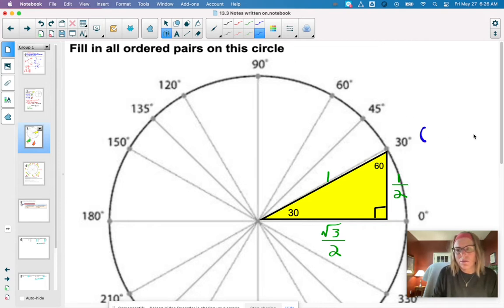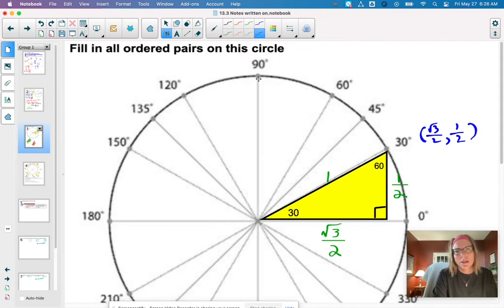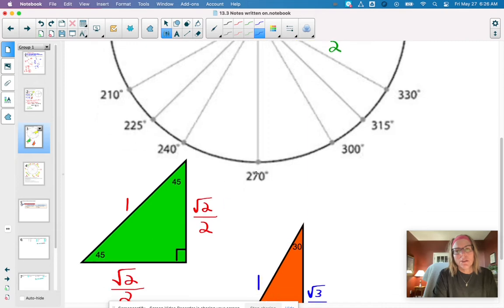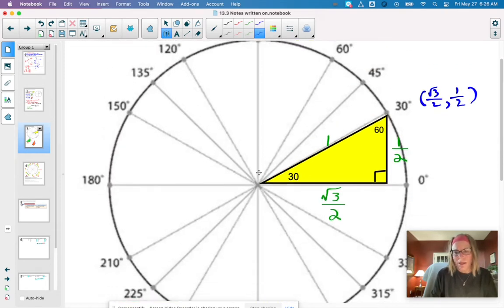So I'm going to go like this and write an ordered pair. Your x would be over this way, which would be the square root of 3 over 2. And your y, you're going up 1/2. That's how we derive the coordinates. Now, the one thing I'm going to point out is when we're deriving the coordinates of a unit circle, I always like to derive the points at 90 degrees, 180 degrees, and 270 degrees, because those are pretty basic, and here's why.